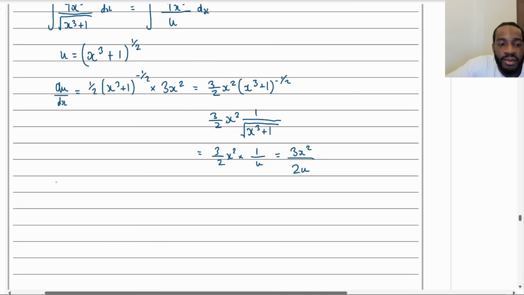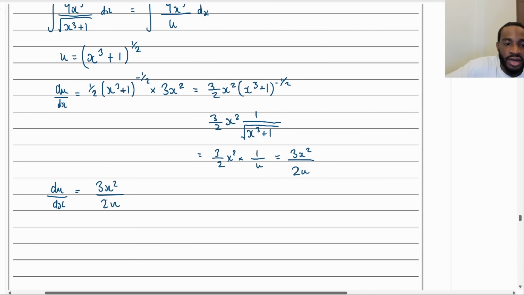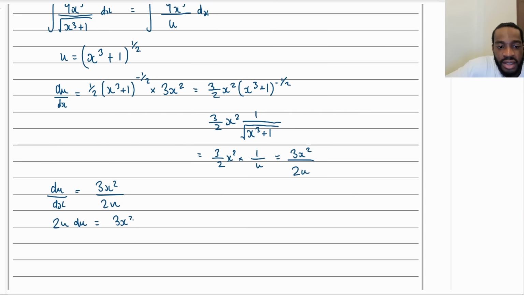So if I want to tidy it up, I do it here. Du over dx is equal to 3x squared over 2u. Now with these problems, we're trying to look for dx, aren't we? So cross multiply, we're going to have 2u du is equal to 3x squared dx, okay? And then from here, I want dx done, so I'm going to divide by 3x squared. So 2u du over 3x squared is equal to dx, okay?